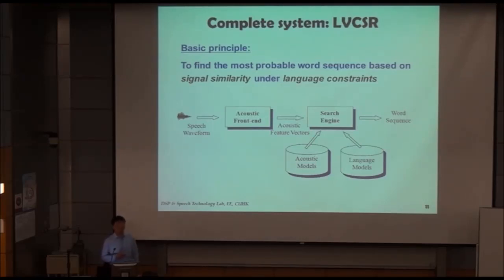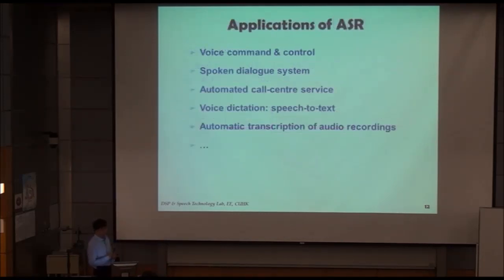Given that our speech signals are not produced arbitrarily, there must be some constraints. And these constraints and this acoustic knowledge are reflected respectively by what we call acoustic models and language models. And then the recognition process is actually a search process. So search, match, and constraint match. Okay, so this is the basic principle of automatic speech recognition. We don't have time to go into the really technical details of that.